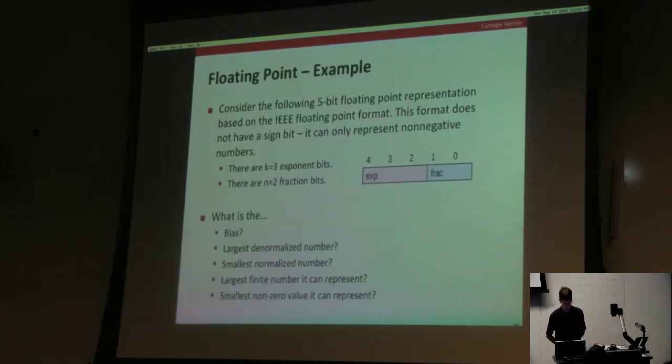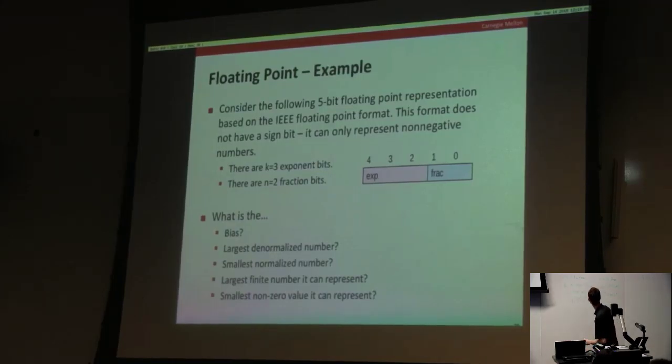Okay. And so then we've got some examples here just to finish off the recitation. So we're back to this five-bit system, 3 exponent bits, 2 fraction bits. What's the bias? I already calculated that before. We had k equals 3, so that's 2 to the 2 is 4 minus 1, so the bias is 3. And then we can talk about, okay, what's the largest denormalized number that we can represent?